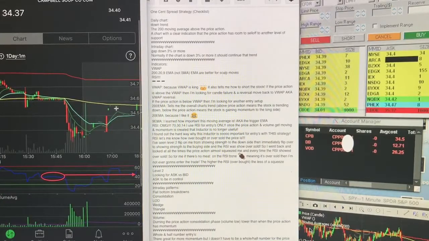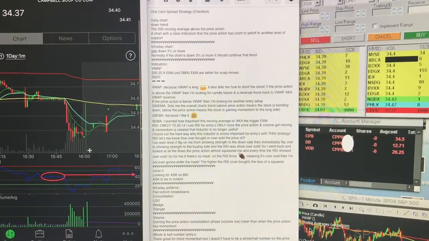With these, when they go against you, 90% of the time it's because you did something wrong. You entered a stock where the bids were too heavy, or the price action wasn't consolidating, the RSI was too low, the trend was going up, it wasn't going down. So it was probably another reason why it went against you. This is a very, very low risk strategy.